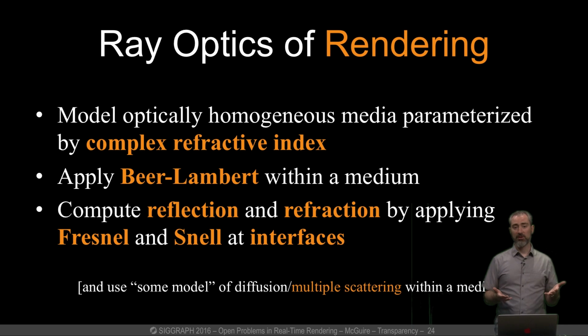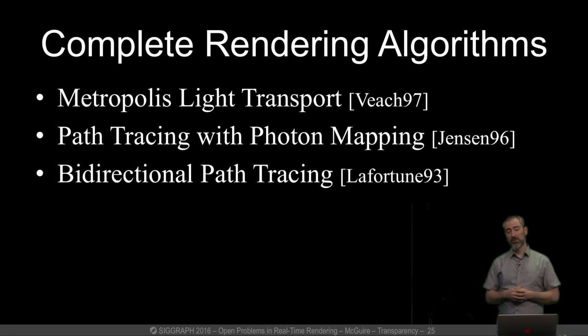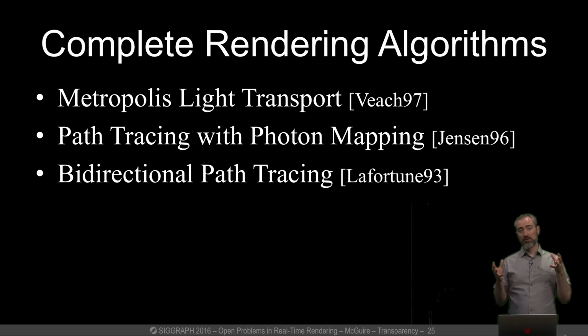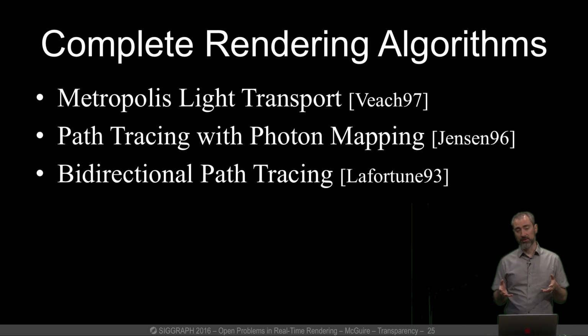And we can compute reflection and refraction by just applying the Fresnel-Snell laws at interfaces, and we need some model of multiple scattering. So our only parameterization is just a function that tells us at every point in space what is the index of refraction, and we can run all of rendering. And in fact, there are 3 algorithms that are known in computer graphics that, given that model, can actually render a physically correct image: Metropolis light transport, path tracing, and bidirectional path tracing.